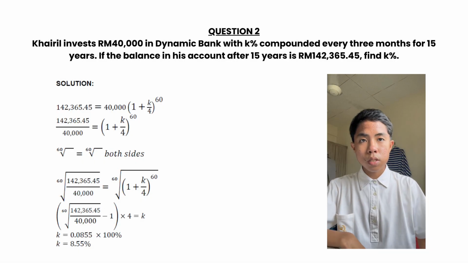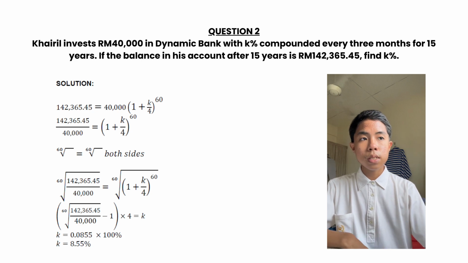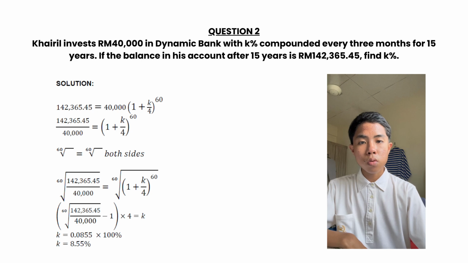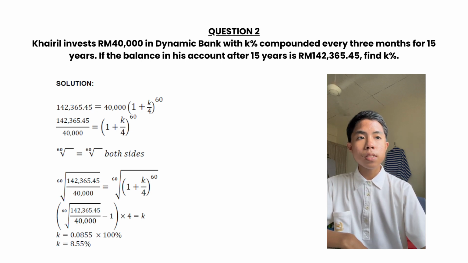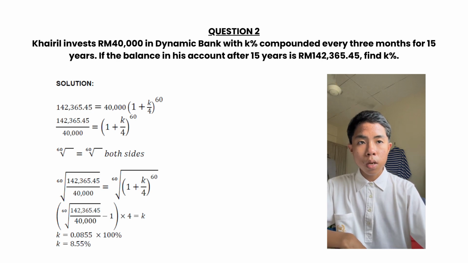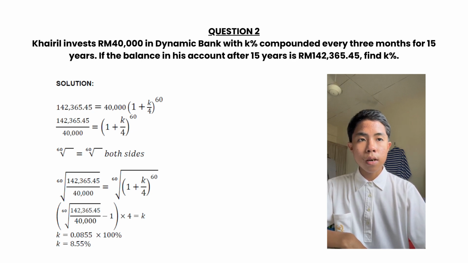Okay, let's move to the next question. Khairil invests 40,000 in Dynamic Bank at k% compounded every 3 months for 15 years. If the balance in his account after 15 years is 142,365.45, find k. Firstly, the solution: we use the formula S equals P open bracket 1 plus i close bracket to the power of n. We are given 40,000 as the principal, 142,365.45 as the future value, and the time period given is 15 years. So now we need to find k.